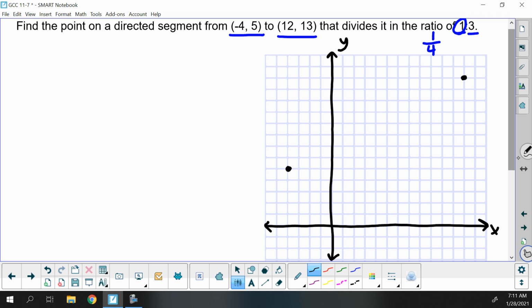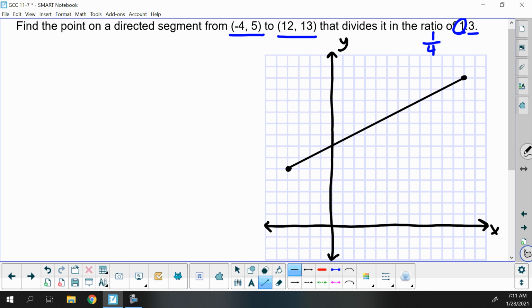And there's our 12, 13. Use your straight edge, so the side of your calculator or some other straight edge, to connect those 2 points. So we're starting at the -4, 5. So either on the graph, count and see how you're moving. We're definitely going to the right.